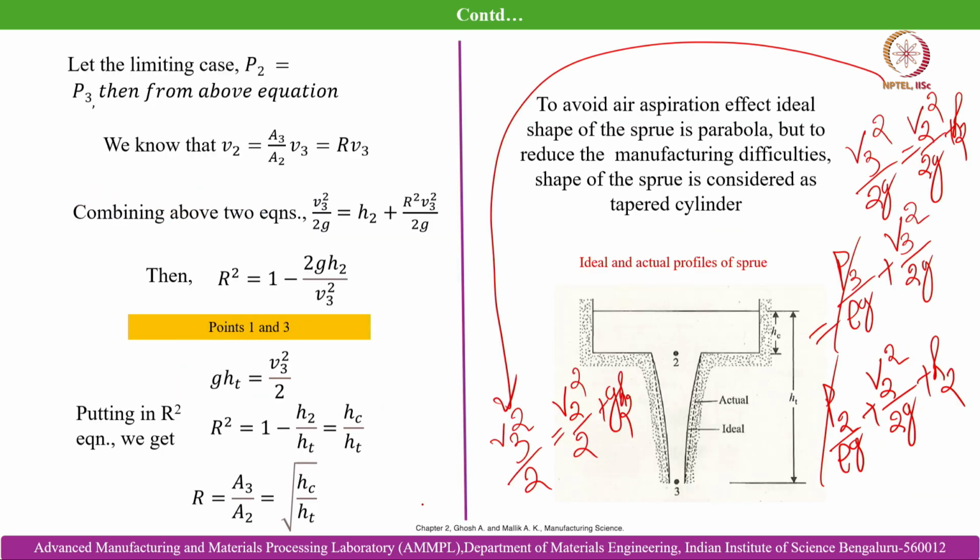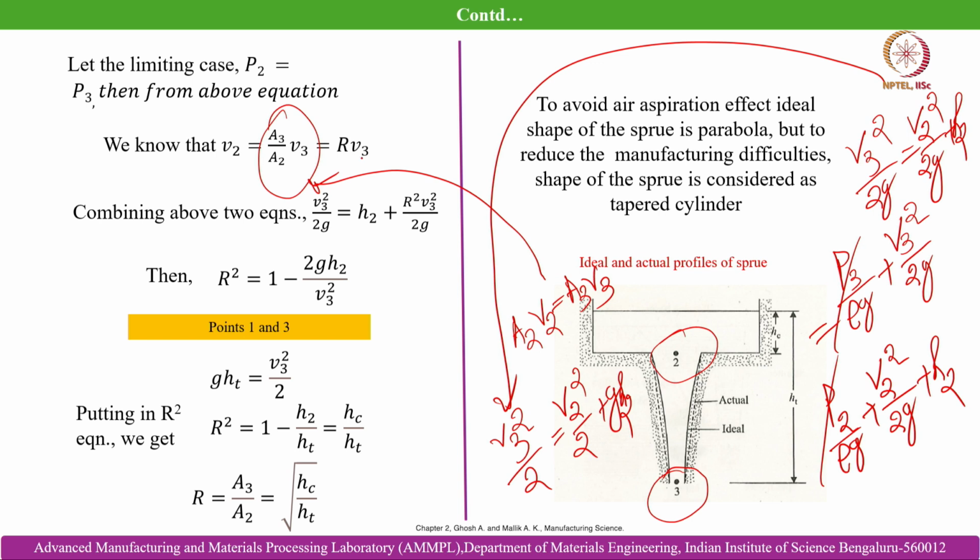Okay. So, as we know based on the continuity equation, A2 V2 is equal to A3 V3. So then V3 is equal to A2 by A3 into V2, or we can express V2 as A3 by A2 into V3. Here, the ratio between A3 and A2, that means the cross sectional area at location 3 and the cross sectional area at location 2, we can designate as R. So, that means V2 becomes equal to R V3.